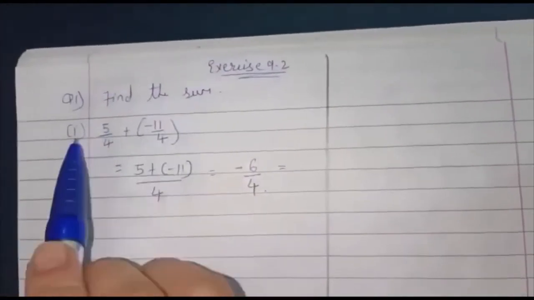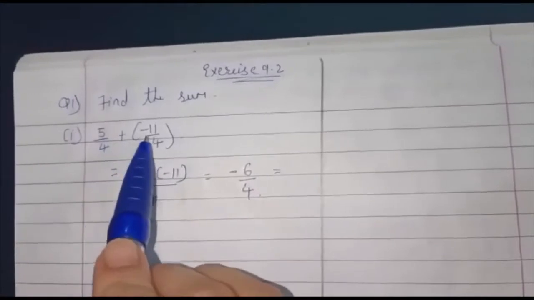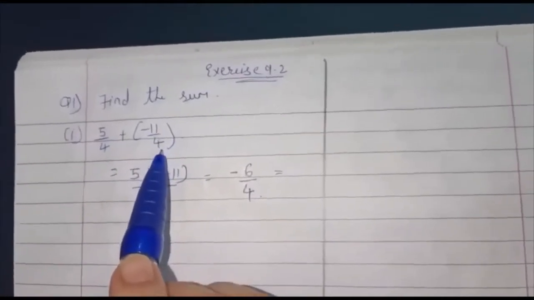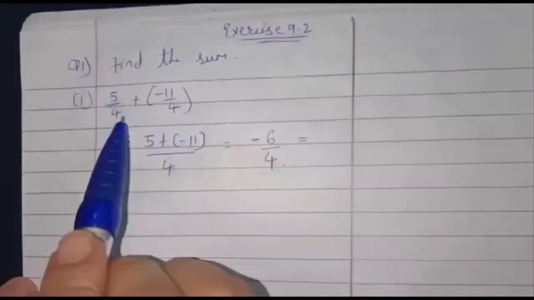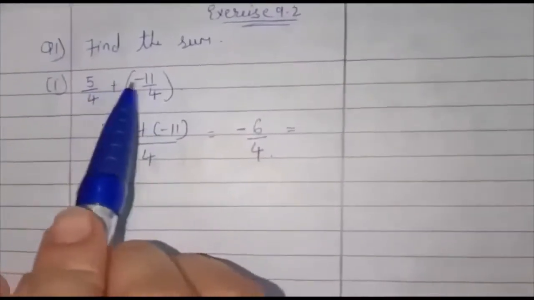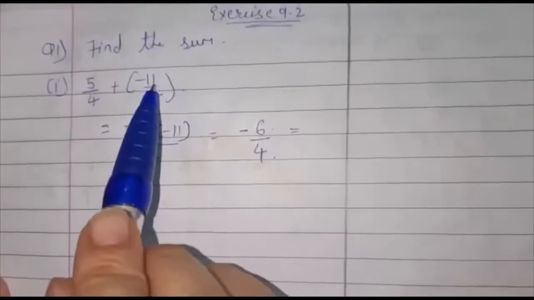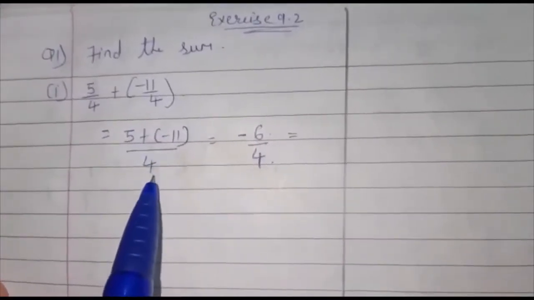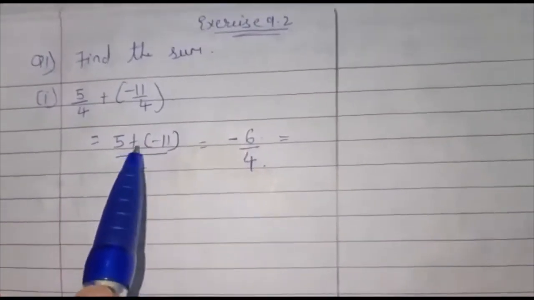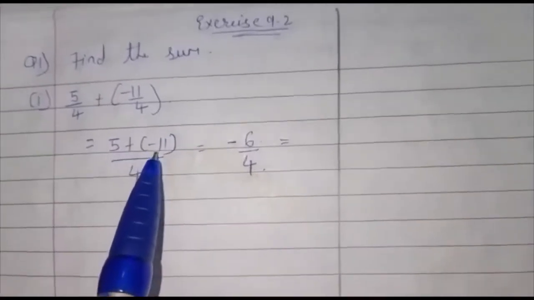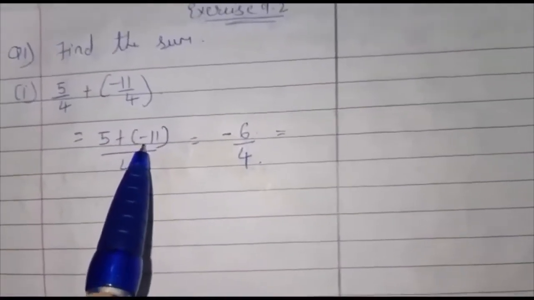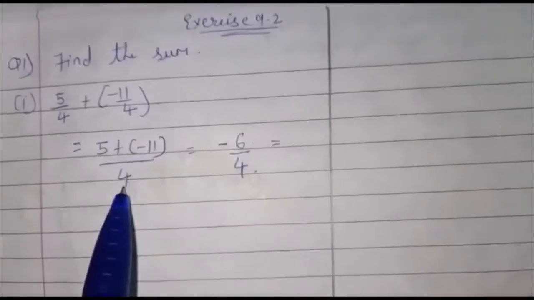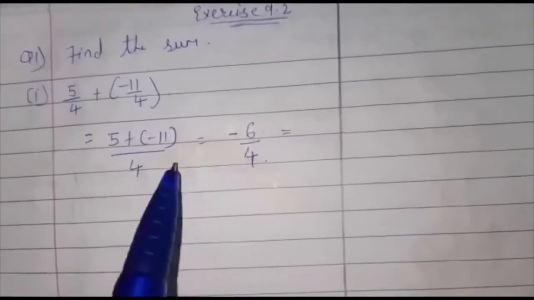Exercise 9.2, question number 1, find the sum. First number: 5 upon 4 plus minus 11 upon 4. We need to add both, and the denominators are the same, so we simply add the numerators. So 5 plus minus 11 upon 4. Now here plus minus is minus, so 11 minus 5 gives 6, but it is minus 6 because the greater number has the negative sign, and the denominator 4 will come as it is.